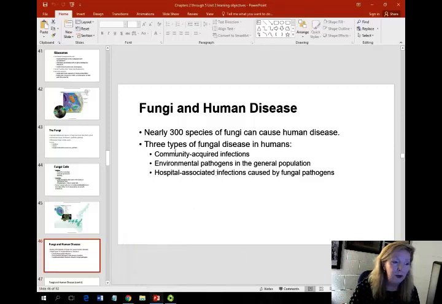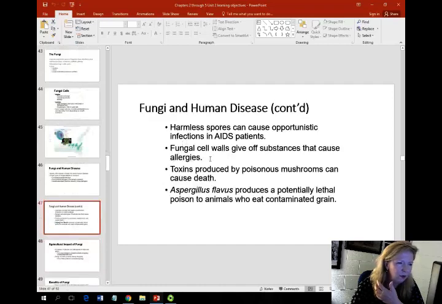Okay, so there are many species, as you can see, that can cause human disease. There's certain ones, just a handful of ones that we usually suspect, though. They can be community acquired, they can be from the environment, and then there are some that we do consider to be hospital-associated infections. So these are just some of the different ones.